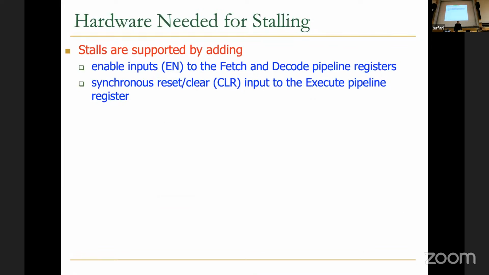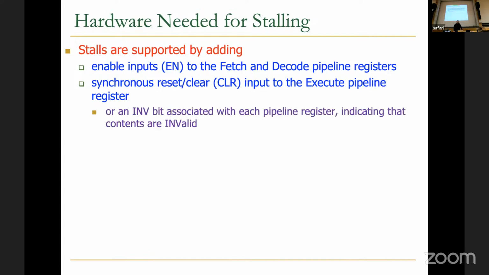So stalls are supported by adding enable signals to the fetch and decode pipeline registers, and also a synchronous reset, a clear input, to the execute pipeline register, or an invalid bit. There are different ways of implementing this stall handling.